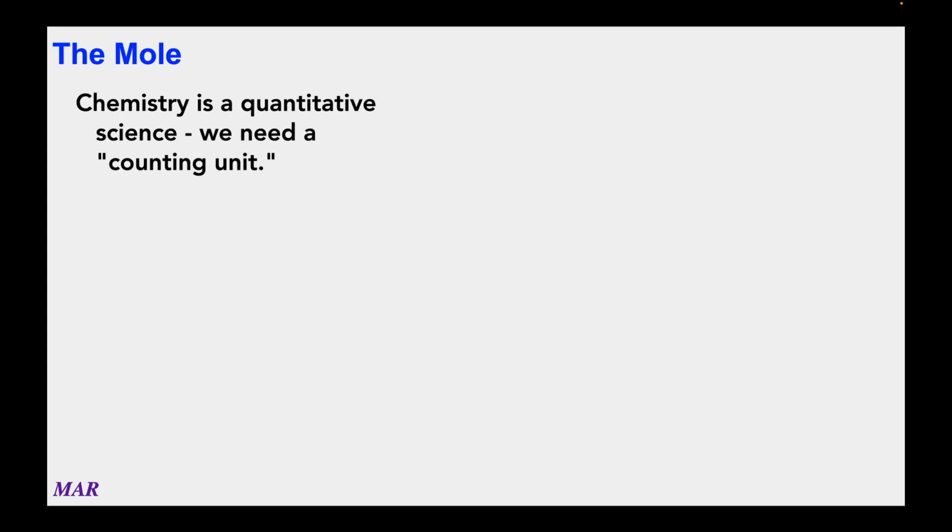To figure out a formula, chemists need a counting unit, which is some way to represent a pretty large amount of atoms in just a small, succinct way.